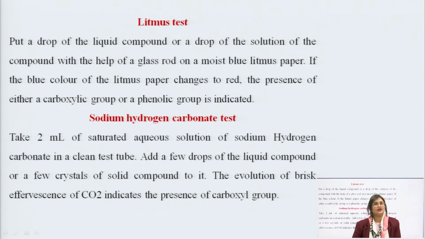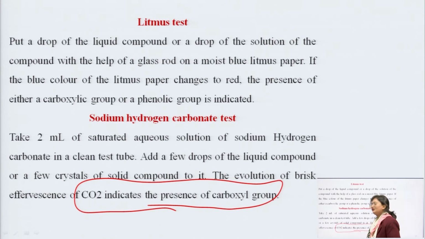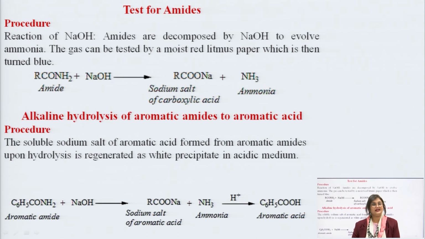Another test, the sodium hydrogen carbonate test. The third test for identifying a carboxylic acid is the sodium hydrogen carbonate test. 2 ml of saturated aqueous solution of sodium hydrogen carbonate is taken in a clean test tube. To this, a few drops of liquid compound or a few crystals of solid compound, whatever our unknown compound is, is added. The evolution of a brisk effervescence of carbon dioxide indicates the presence of the carboxyl group, that is, the presence of carboxylic acids.